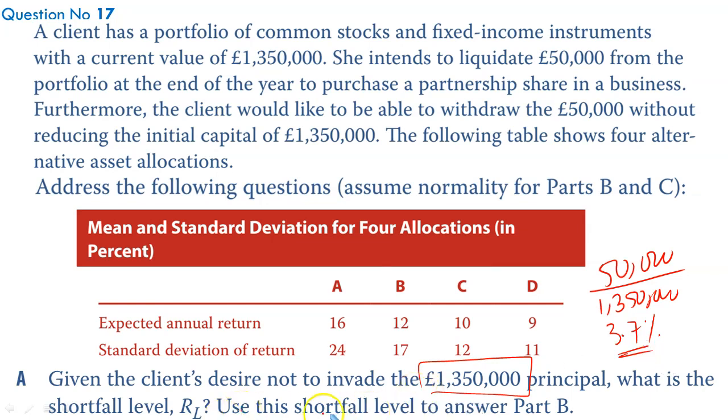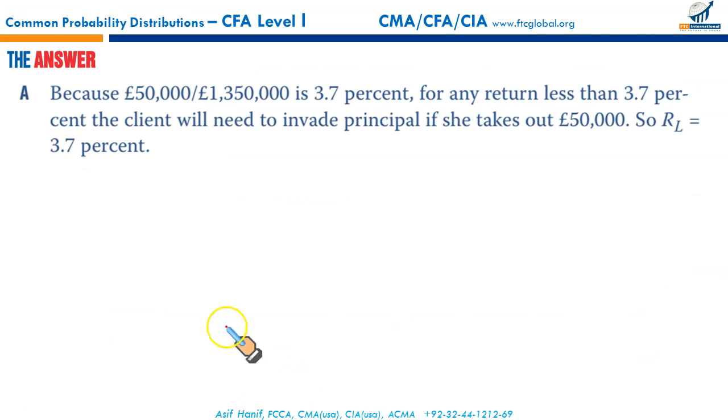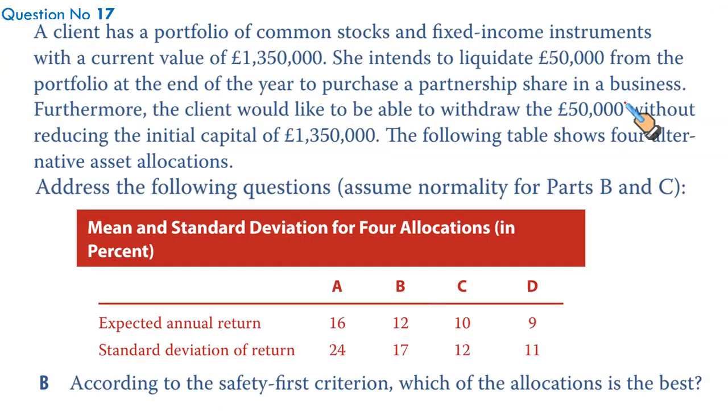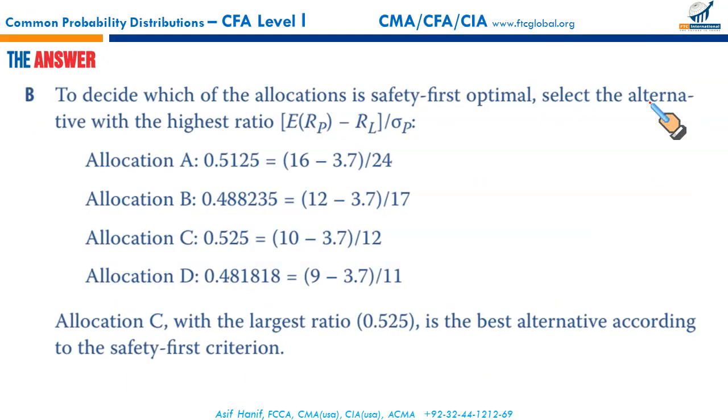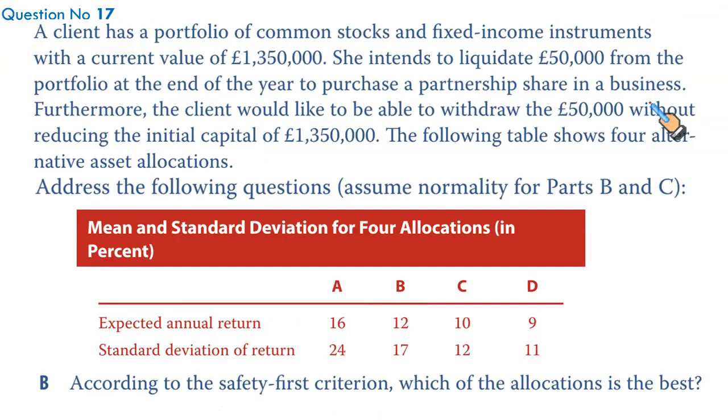That's the next part we need to go for. So shortfall level to answer part B. Okay, that's 3.7. So any return less than 3.7 means that the principal will be invaded. A return above this is good. So this is the minimum threshold return on the portfolio. Okay, now this is the next question, next part. According to safety first criterion, which of the allocations is the best one?